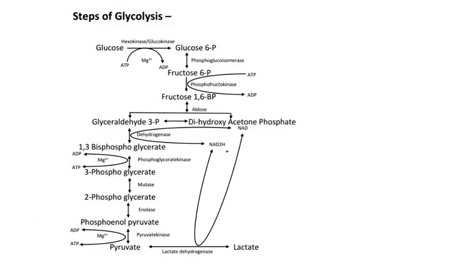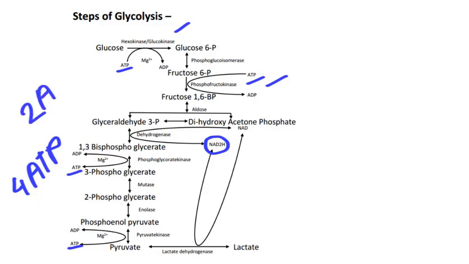On the other hand, in anaerobic glycolysis, this NADH is used. So only 4 ATP is produced, where in the first and third step 2 ATP is used. So net production in anaerobic glycolysis is 2 ATP.